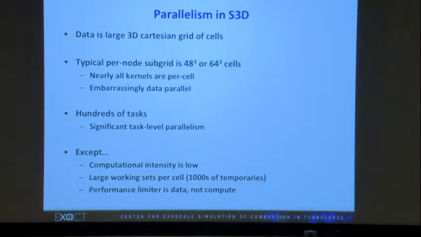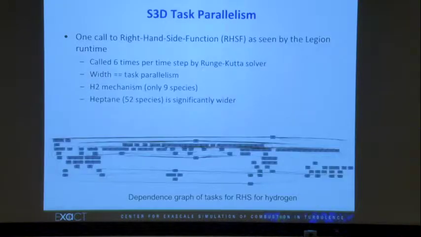Except that the compute intensity from the original code was pretty low. And that's because we have very, very large working sets per cell, thousands of temporaries that we have to store. And so loading those up into memory and registers is very costly because of the data movement problem. So the performance limiter is data, not compute.